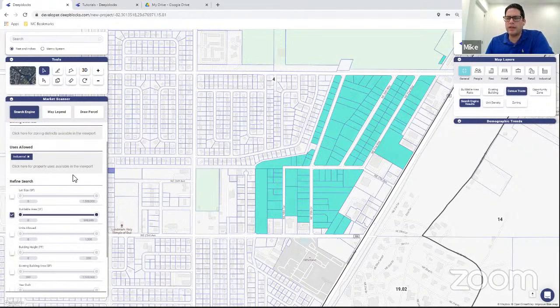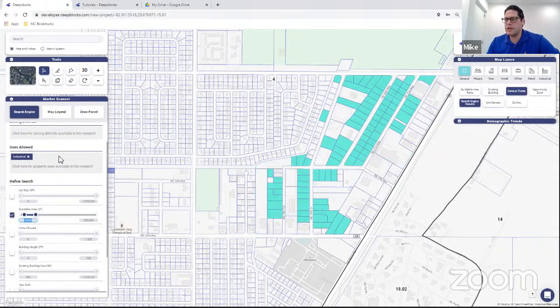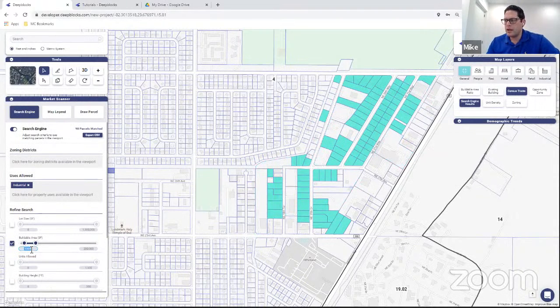So one of the key sliders I like to use for industrial is the buildable area. I'm going to look for, let's start with about 50,000 square feet of buildable area to say 200,000, just to see what kind of, all right, so we're now down to 90. All right, and let's go to 100,000.